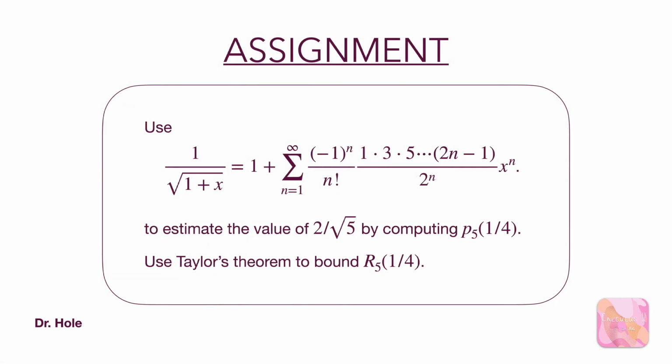So, your turn. Repeat what we just did, but now go out to the fifth Maclaurin polynomial, evaluate that at 1/4, and then that is going to be a value that will estimate 2 divided by radical 5. And then use Taylor's theorem. You'll have to update your estimate on the sixth derivative over the interval 0 to 1/4 to come up with an estimate on how good p sub 5 at 1/4 does at approximating 2 divided by radical 5.